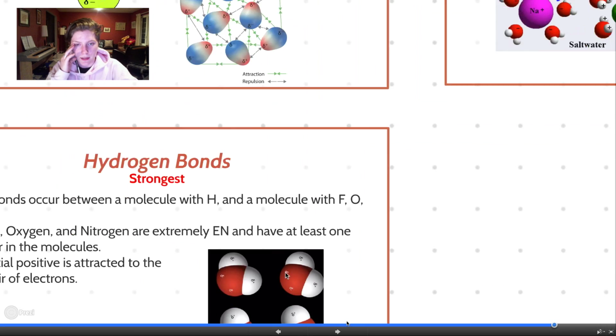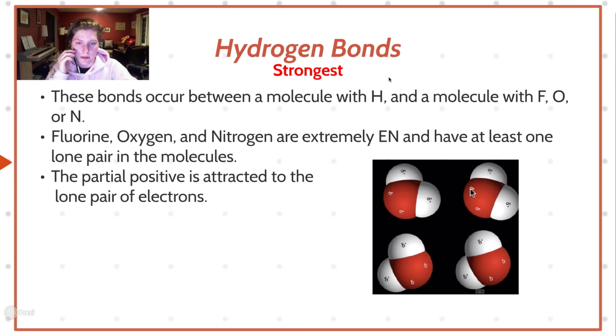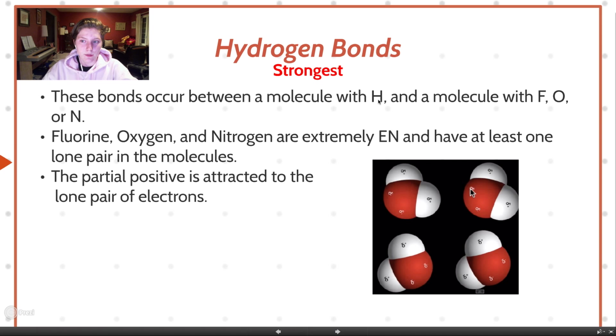And a hydrogen bond. So this is also similar to a dipole-dipole. It's very strong, though. It's stronger than dipole-dipole. Not as strong as an intramolecular force, obviously, but still strong. And this occurs between a molecule that has H, so hydrogen, and a molecule that has F, O, or N. So it's fluorine, oxygen, and nitrogen. And this happens because they're extremely electronegative. And it only happens when they have at least one lone pair in the molecules. And the force happens between the partial positive that is attracted to the lone pair of electrons.